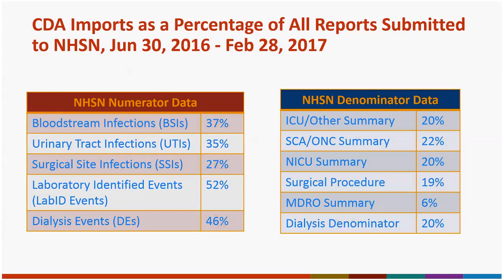On the denominator side, on the right-hand side of the slide, you can see that we don't have quite as much in the way of data arriving via CDA, but still a considerable amount, with some of these denominators, a fifth of them arriving via CDA. So one way to look at this is that we've made great progress. Another way to look at it is that there's more opportunity ahead, including more business for vendors on the call, where there are opportunities to expand the amount of data that are arriving to NHSN via CDA.